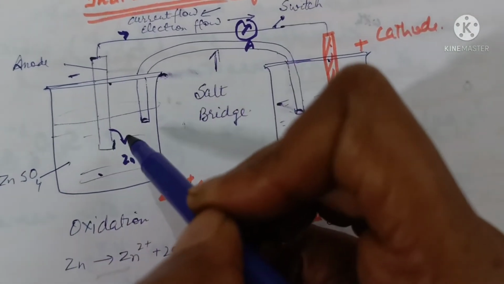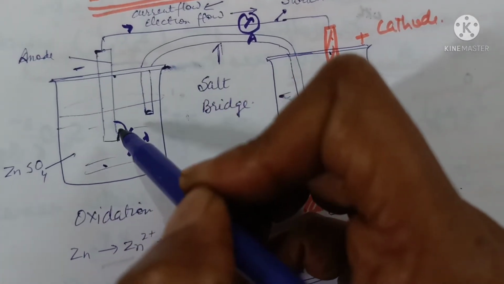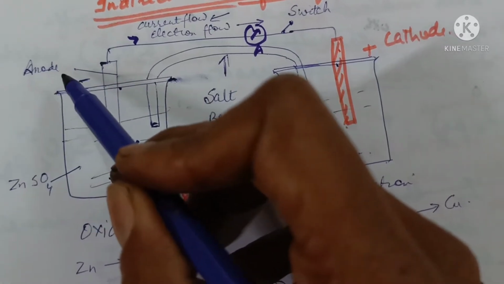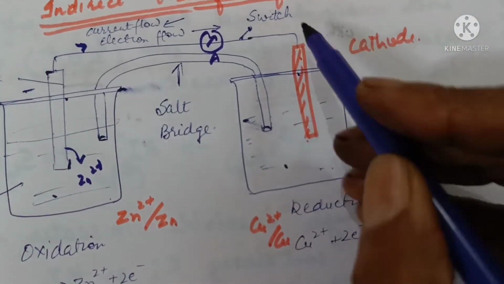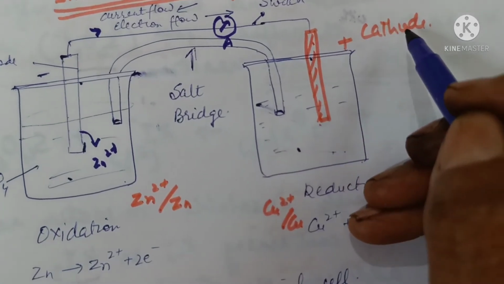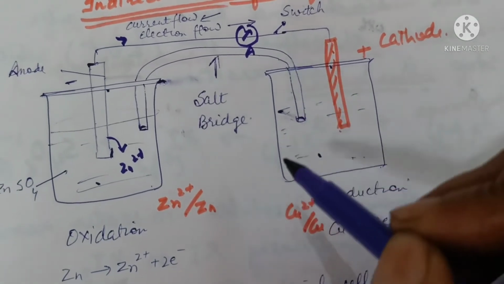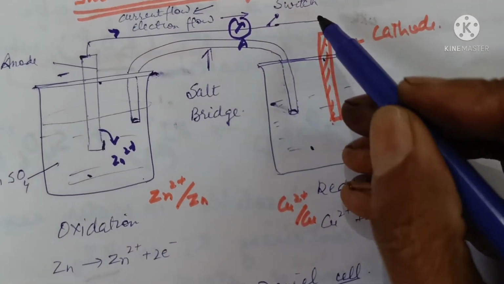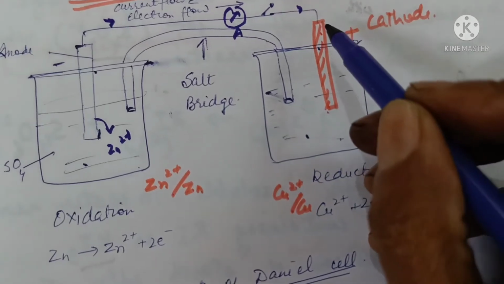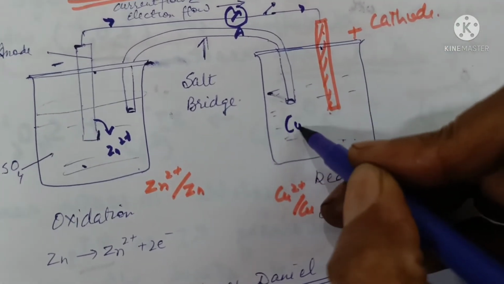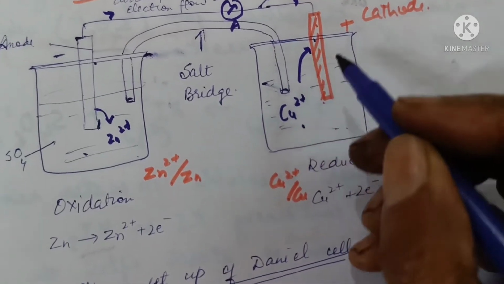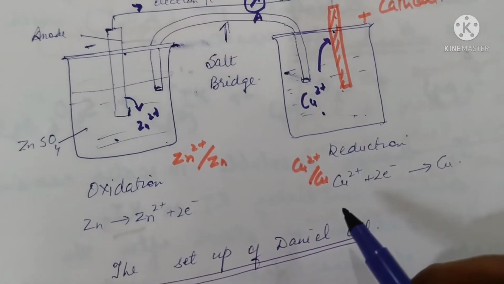This electrode, this zinc rod, which is giving electrons, is called the anode. And this rod, which accepts the electrons, is called the cathode. And when the electrons reach here, this rod becomes rich in electrons, and copper ions from the solution will accept these electrons to form copper solid.